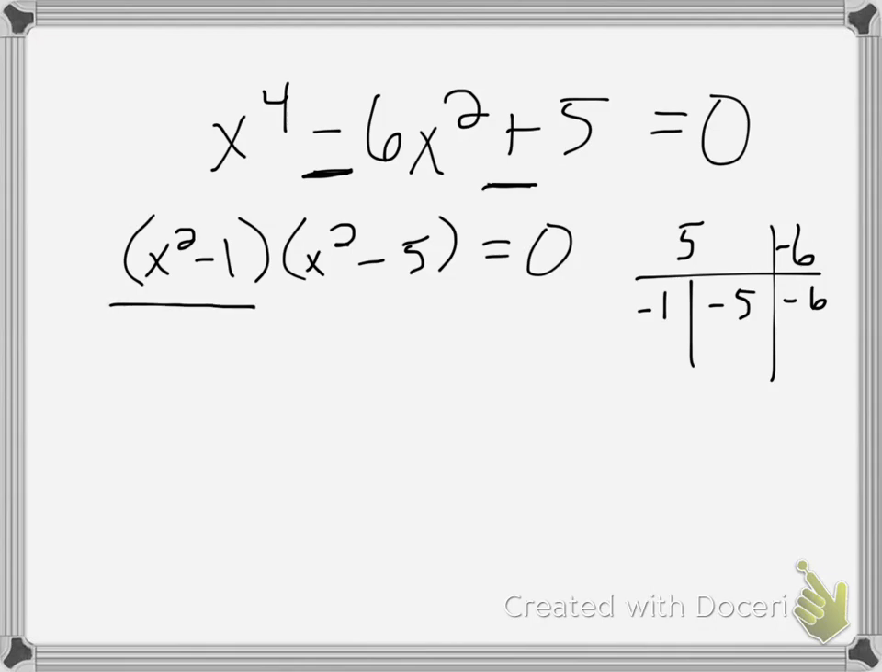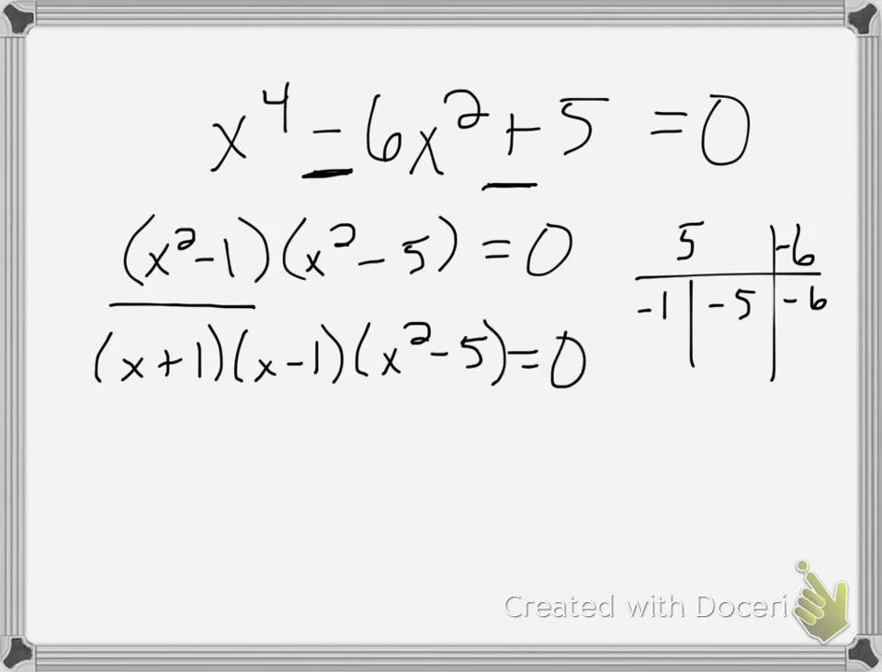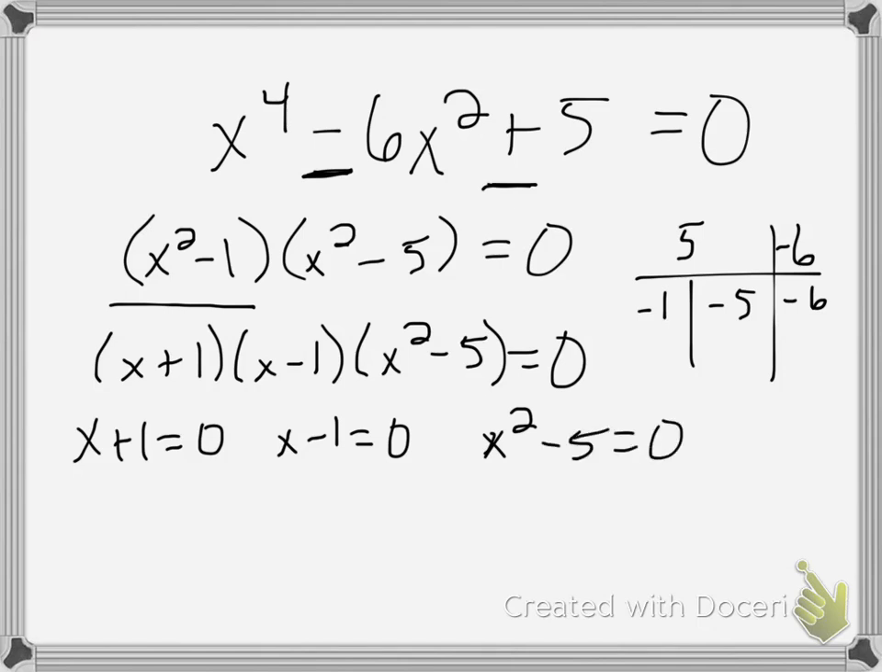Here I have a difference of squares, so I can factor that a little further. That'd become x plus 1 times x minus 1. And then I still have x squared minus 5 equals 0. That's as far as I can factor that. So now I can start setting my factors equal to 0. So x plus 1 equals 0, x minus 1 equals 0, x squared minus 5 equals 0.